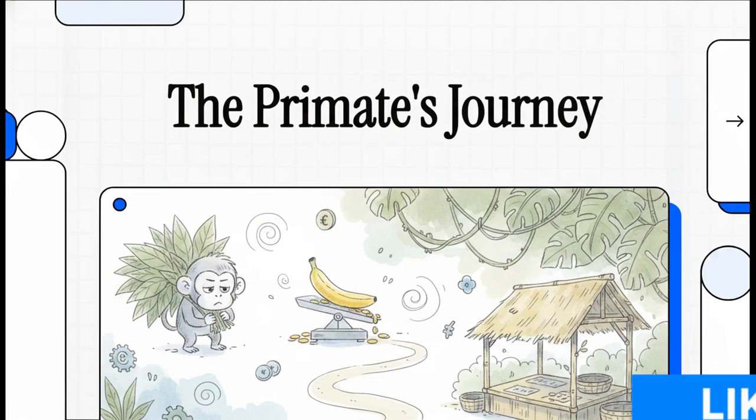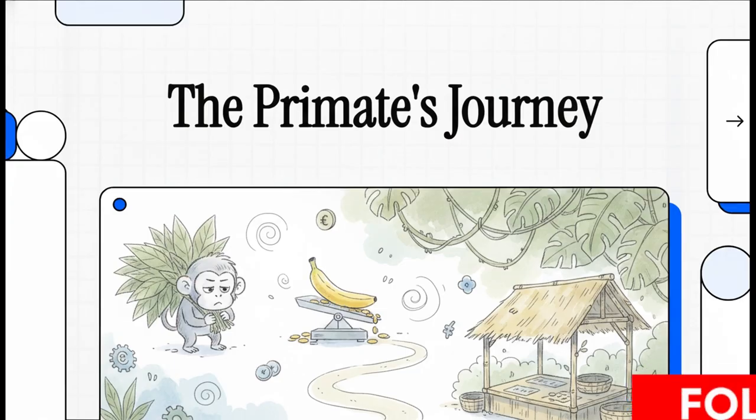Have you ever felt like you're just a monkey working tirelessly to earn leaves, only to find you can barely afford a single banana in what feels like a totally rigged system? Yeah, you're definitely not alone. Welcome to this explainer. Today, we're decoding the jungle economy right from the ground up.